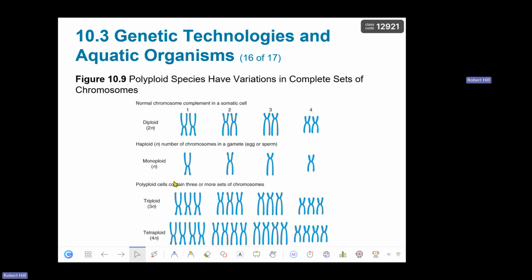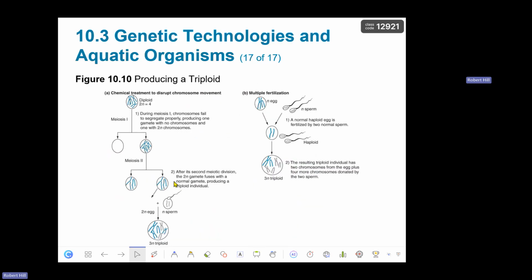All right, so how do you produce a triploid? Well, you basically capture the gamete prematurely during meiosis, right? During meiosis 1, chromosomes fail to segregate properly. This is a rare event, but it does happen. So you'll have a gamete with no chromosomes and a gamete that's 2N, and you take that gamete and fertilize it with a 1N or 2N gamete, and then you end up with polyploid.